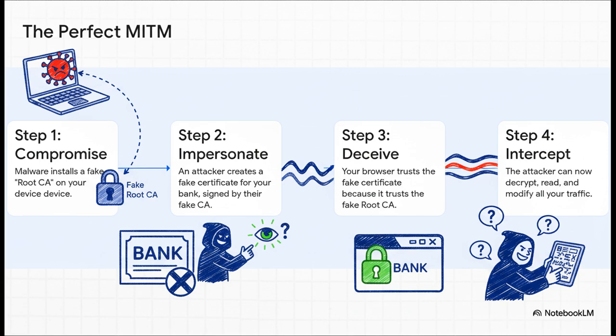First, some malware infects your computer and sneakily installs a fake root CA. Next, when you go to your bank's website, an attacker intercepts you and shows you a fake certificate, but it's signed by their fake CA. Your browser looks at it, sees that it's signed by a CA in its trusted list, and shows you the little green lock. You think you're safe, but the attacker is now in the middle, reading everything.